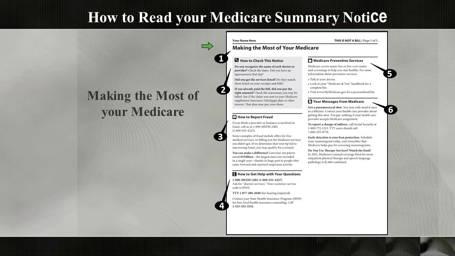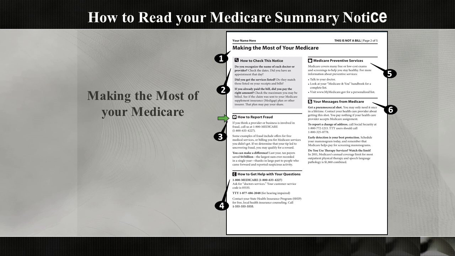The second page of your Medicare summary notice is entitled Making the Most of Your Medicare. The first box on the left-hand side offers some helpful tips on how to use your Medicare summary notice to prevent, detect, report, and protect yourself from mistakes and fraud. For example, it asks you to consider whether you recognize the names of the providers on your notice, as well as the dates of service. We will revisit these questions when we discuss how to keep a personal healthcare journal.